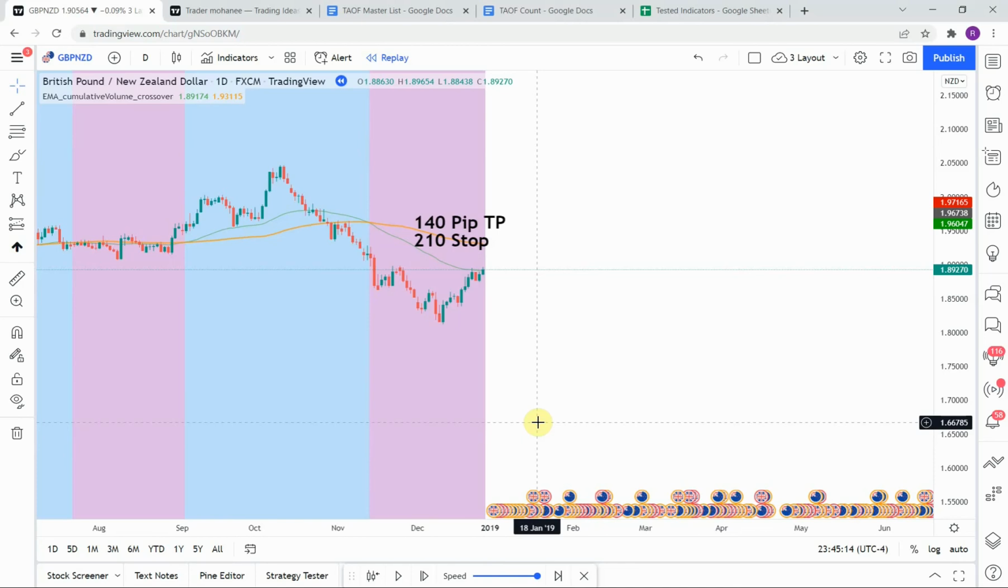Today, we will be testing the EMA Cumulative Volume Crossover.